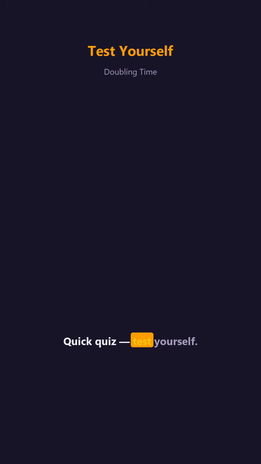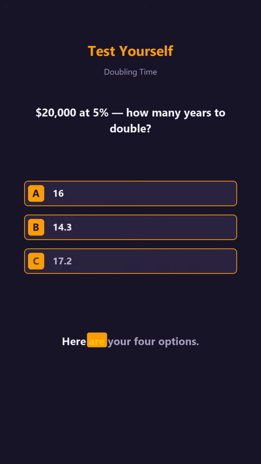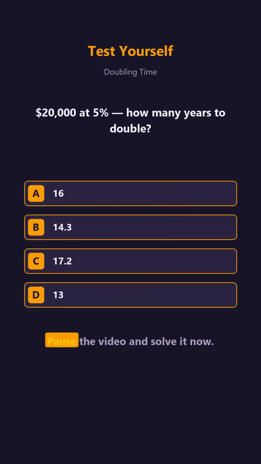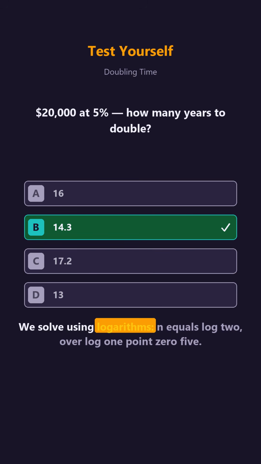Quick quiz, test yourself. You deposit $20,000 at 5%, so how many years until your money doubles? Here are your 4 options. Pause the video and solve it now. The correct answer is B, 14.3 years. We solve using logarithms, n equals log 2 over log 1.05.